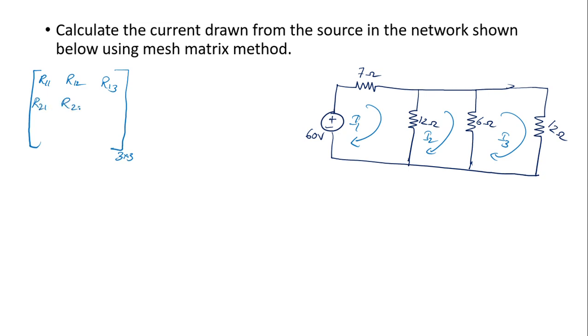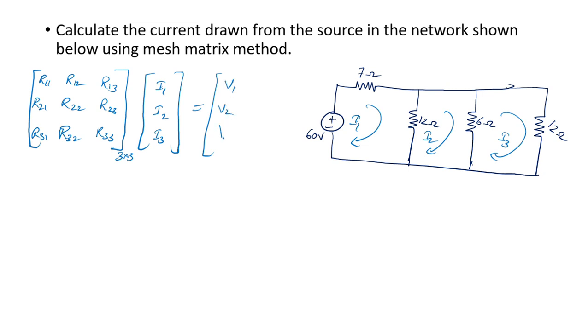R21, R22, R23, R31, R32, R33. Okay, and here you have the column matrix, that is the current column matrix I1, I2 and I3. This will be equal to a voltage matrix. The R into I is equal to V: V1, V2 and V3. How can you find out the value of V1?